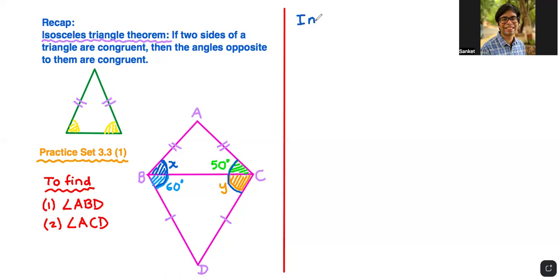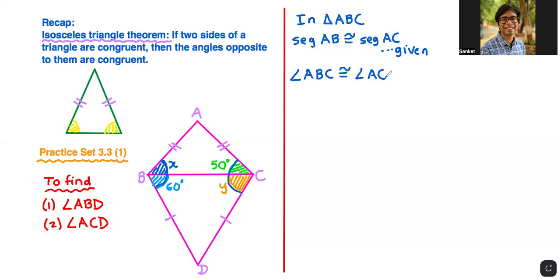So in triangle ABC, if I see this triangle, I know that seg AB is congruent to seg AC, and that is given to me. So I know that this triangle is an isosceles triangle because these two sides are congruent. So I know that the angles opposite to these two sides should also be congruent. So I know that angle ABC should be congruent to angle ACB. And that I know by isosceles triangle theorem.